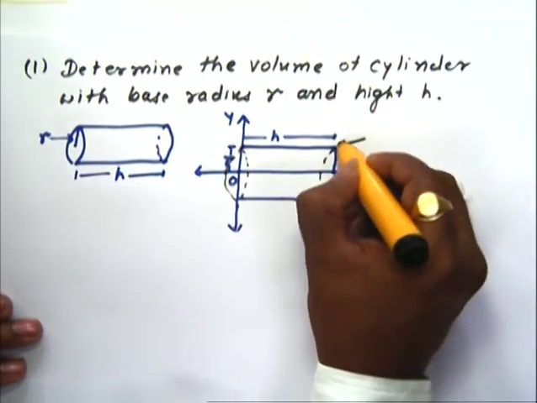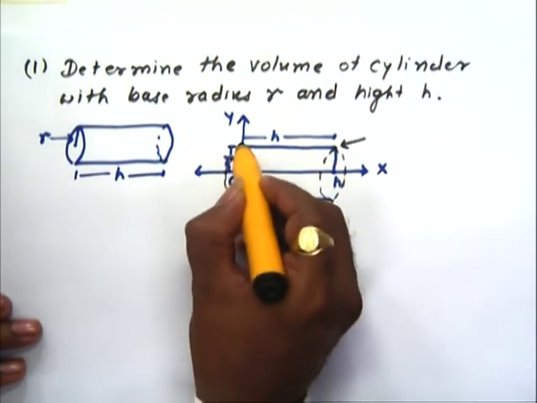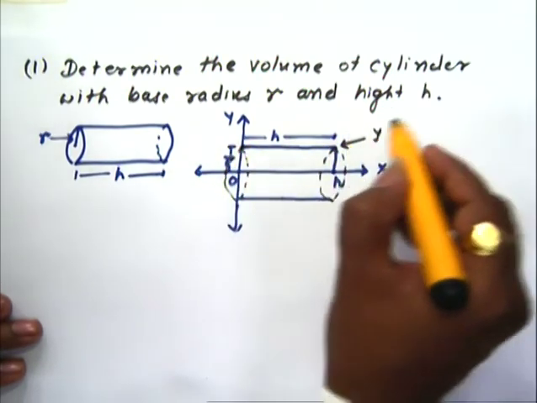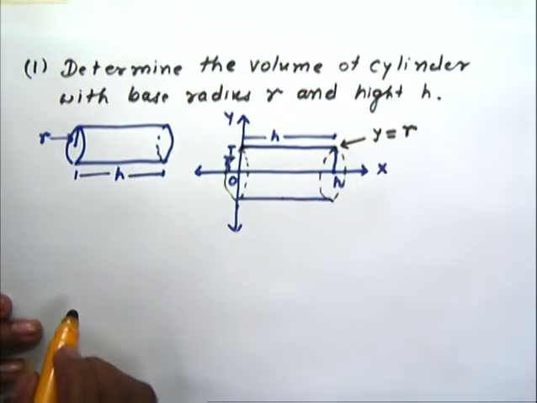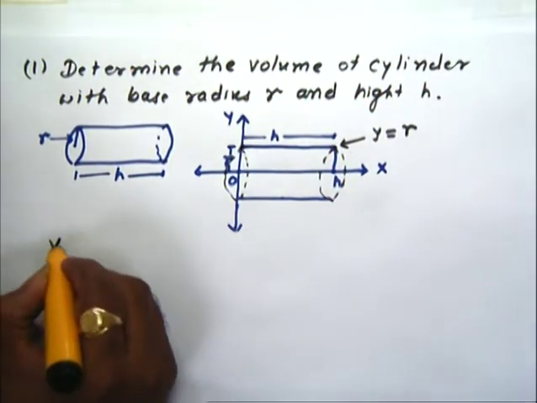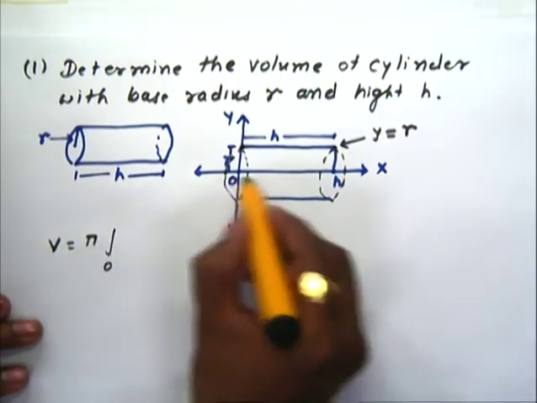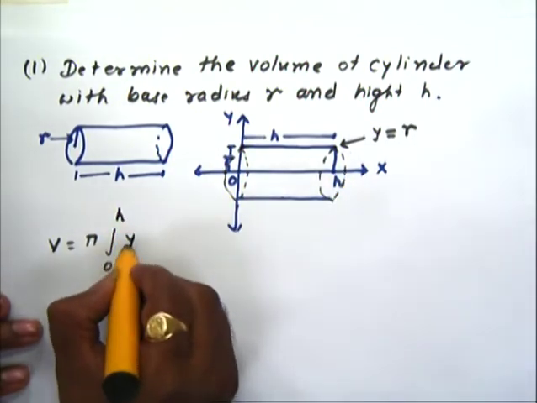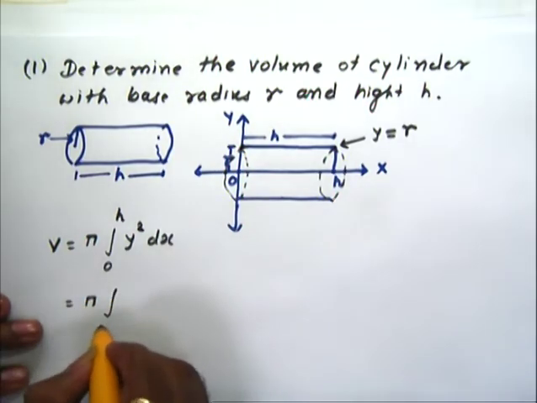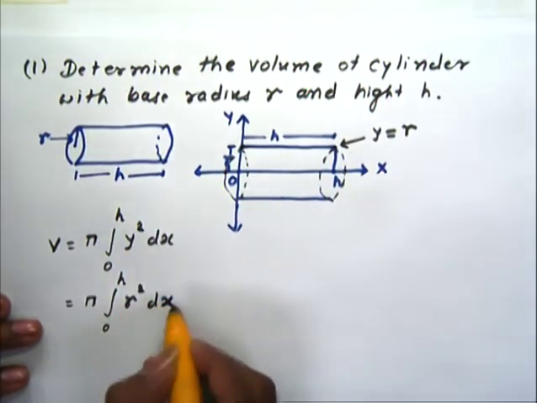What is this function? This is a line parallel to x axis which passes through r 0r. So the equation of this line is y equal to r. Okay, now we have y equal to r and our volume V equal to pi integration 0 to h y square dx. This is equal to pi integration 0 to h, y square means r square dx.